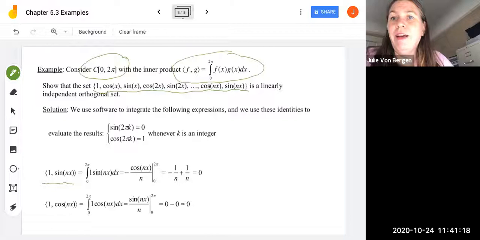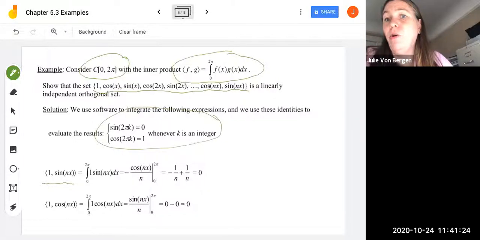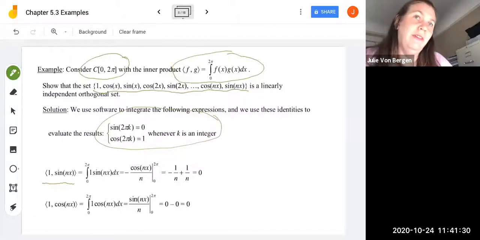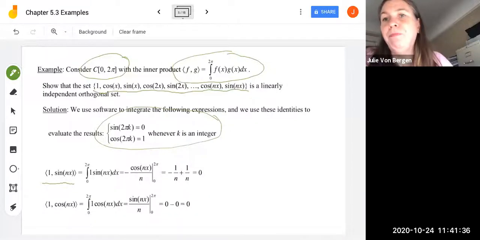So if we look first at the inner product of 1 and sine of nx, we're going to make use of the fact that if k is an integer, sine 2 pi k is going to be 0 and cosine of 2 pi k is going to be 1. We know those are the starting points for the sine and cosine functions. Sine starts at 0, cosine starts at 1, and then they're cyclical with period 2 pi.